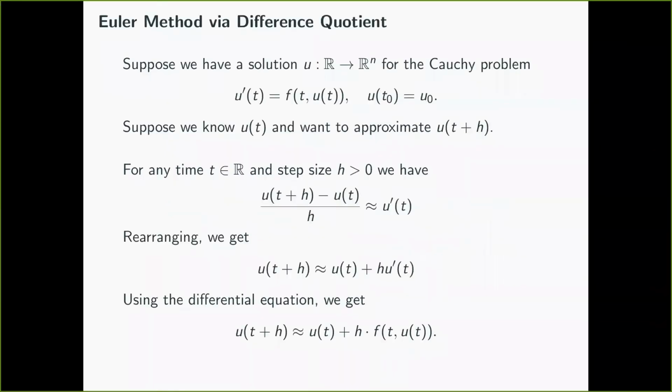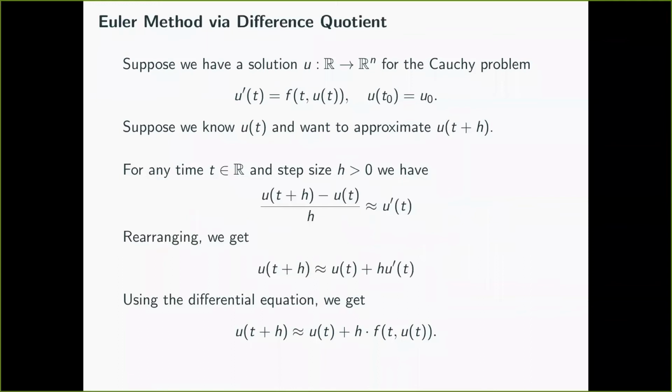Okay, let's get to the Euler method. And we only start with the algorithm for the time being. There are different ways to introduce the Euler method. We start with an introduction to the Euler method that uses difference quotients. So let us assume that we have got a differential equation, a Cauchy problem. u prime of t is equal to f of t, u of t, together with the initial condition u of t0 is equal to u0.